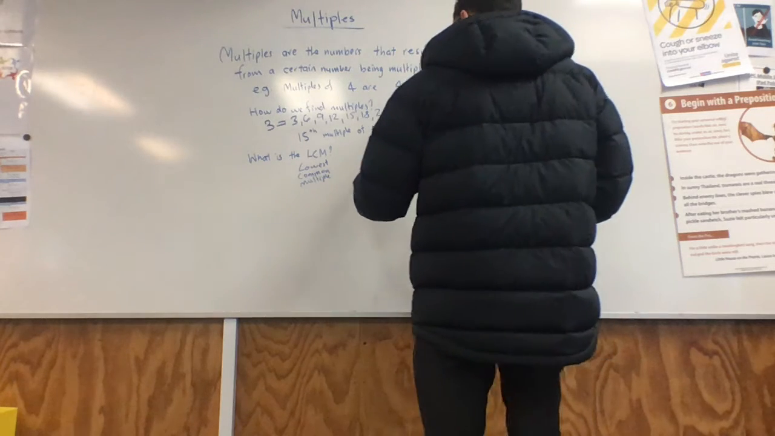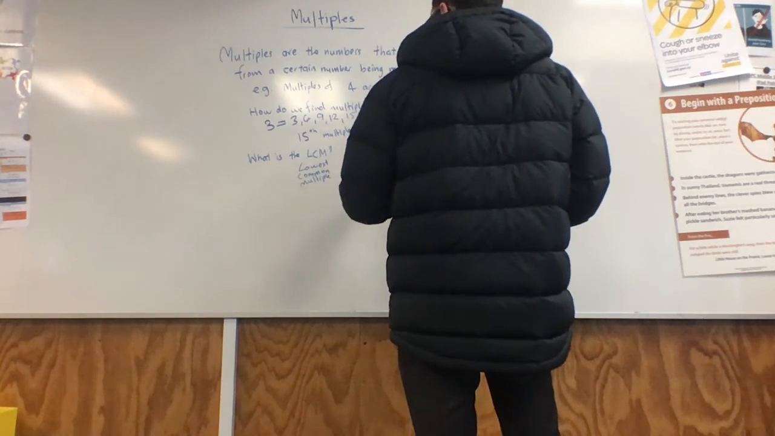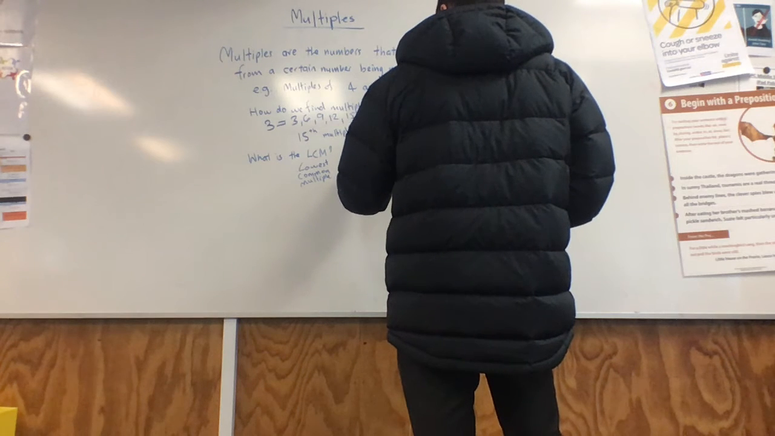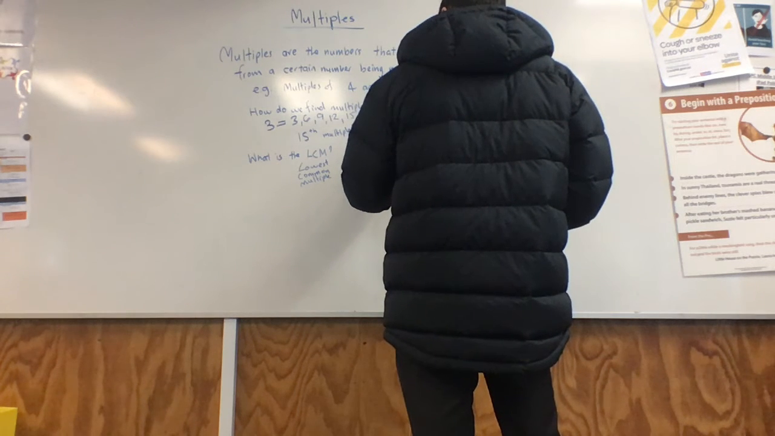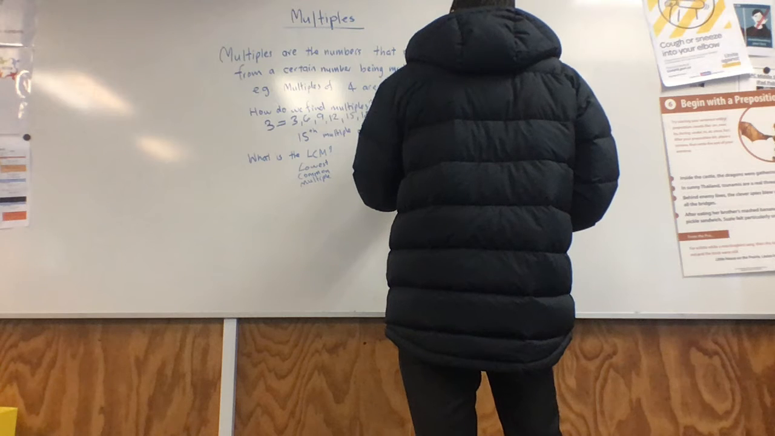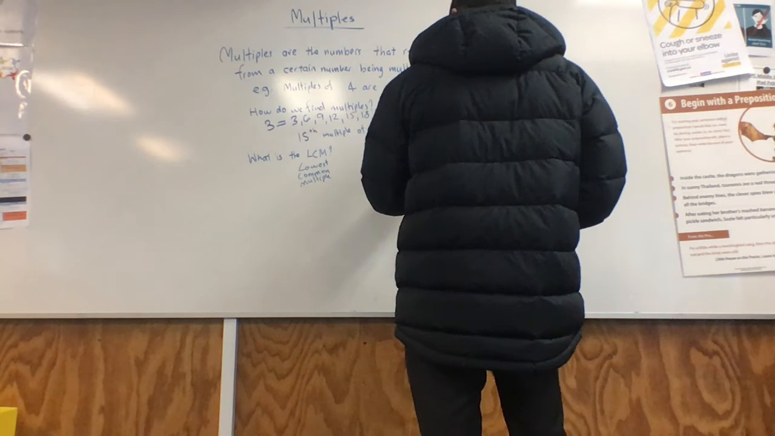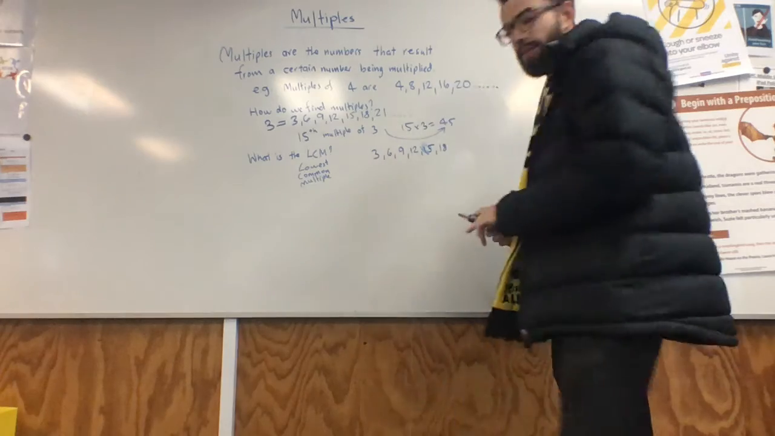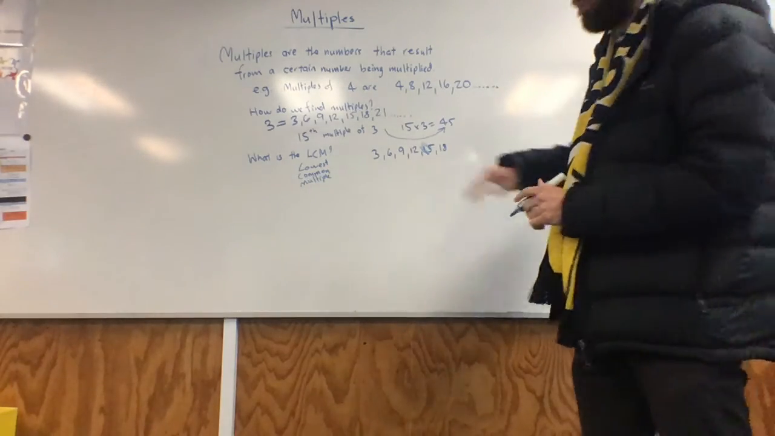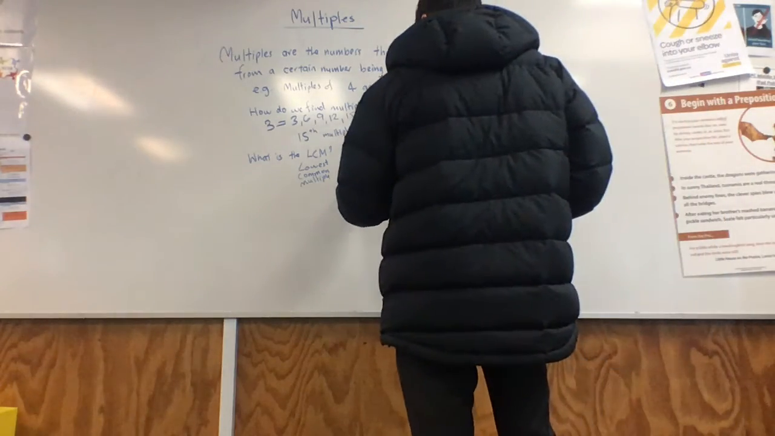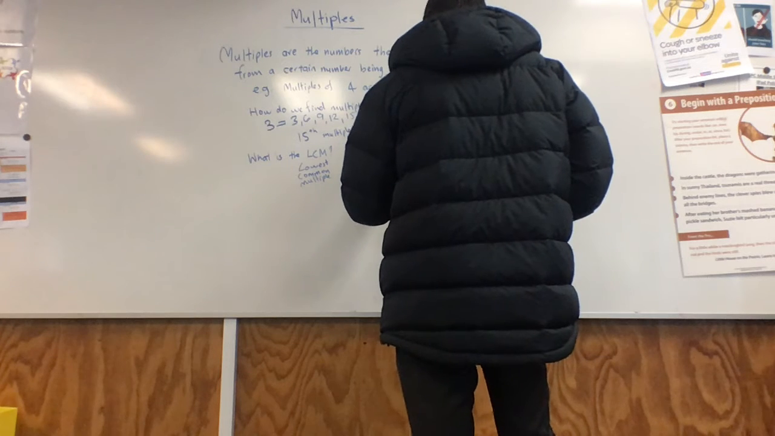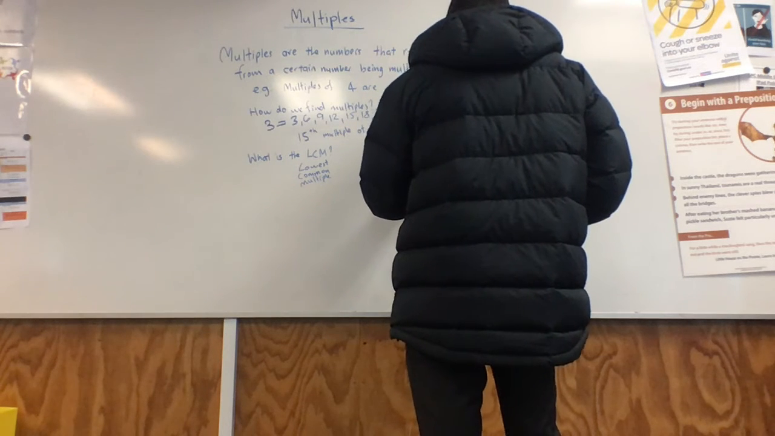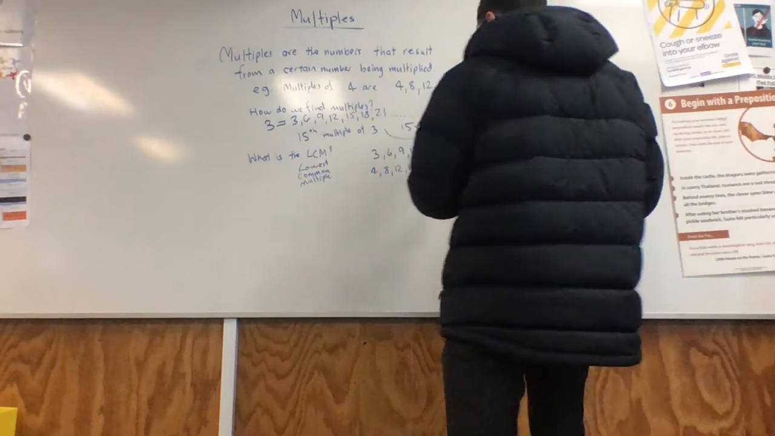So we'll look at two numbers. We're going to take our 3s and we're going to take our 4s. So 3, 6, 9, 12, 15, 18. Those are the first 6 multiples of 3. We'll do the same for 4: 4, 8, 12, 16, 20, 24.